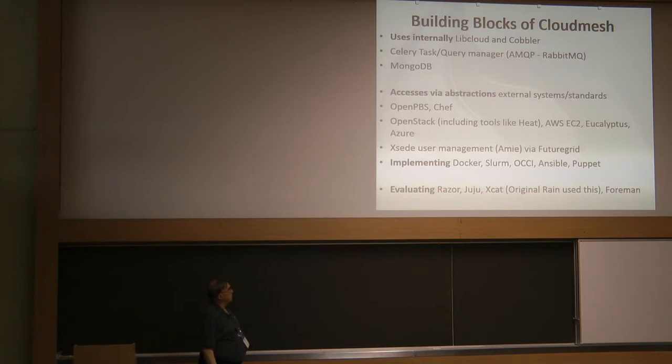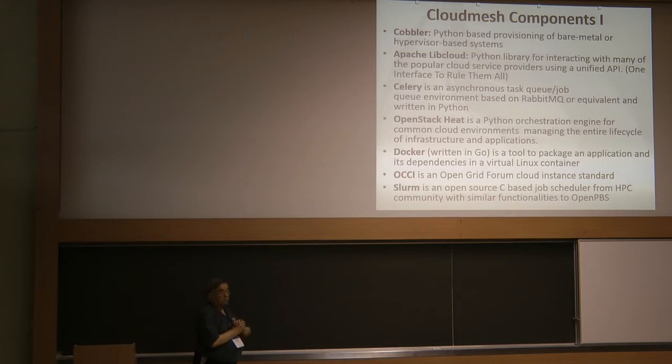So Cloud Mesh basically is a Python framework integrating these capabilities together. Possibly the most important is Cobbler, which is the dynamic provisioning system that allows us to instantiate on general, especially on bare metal, a general system. Libcloud is a Python library which interacts with all these amazing cloud and HPC systems. Celery is a particular task queuing system we use for implementing things. Heat is an orchestration engine for OpenStack. Docker is very famous. It's growing in popularity.